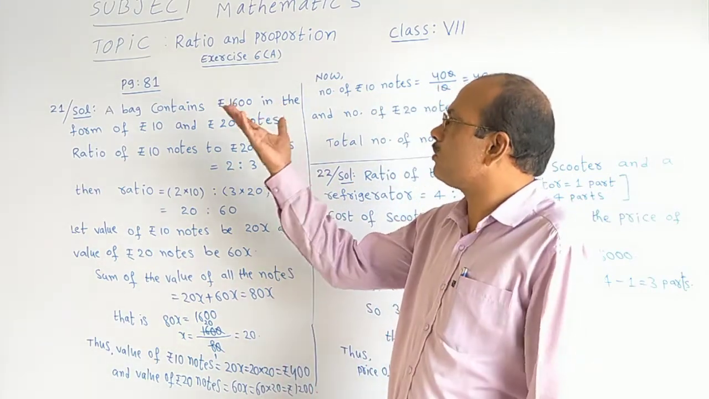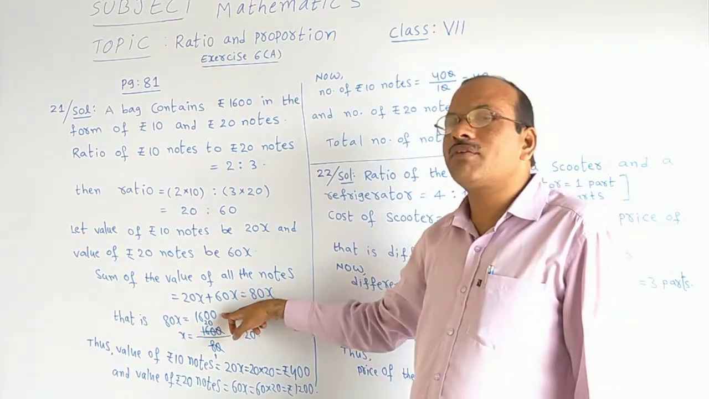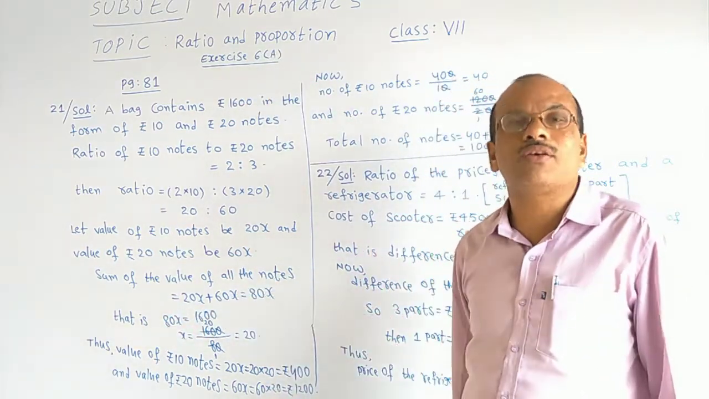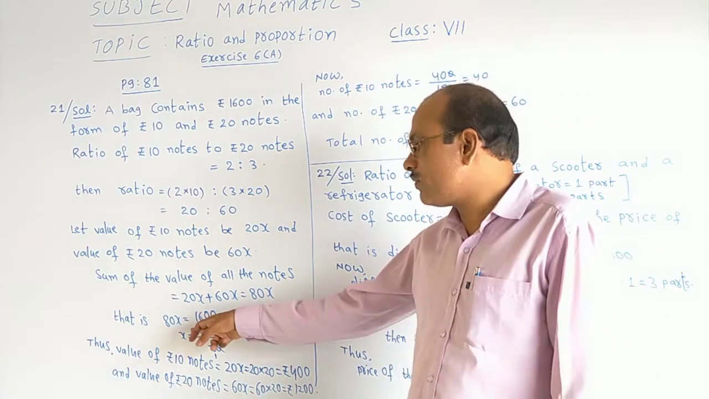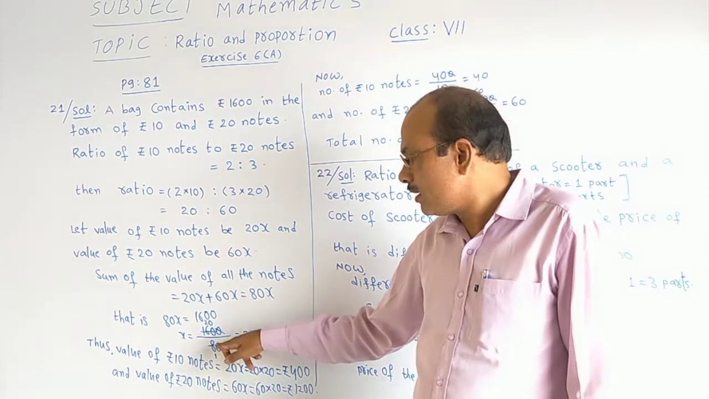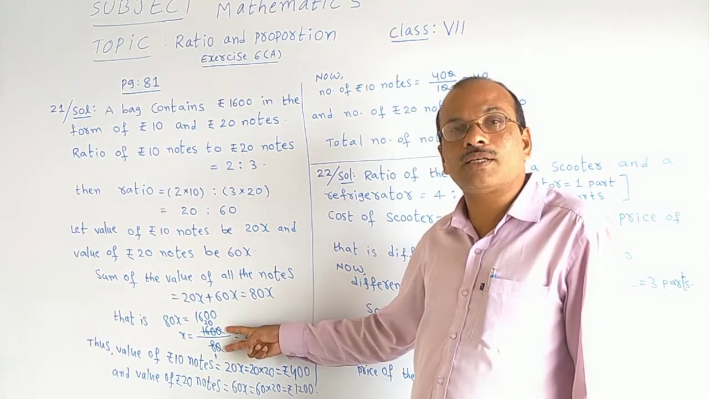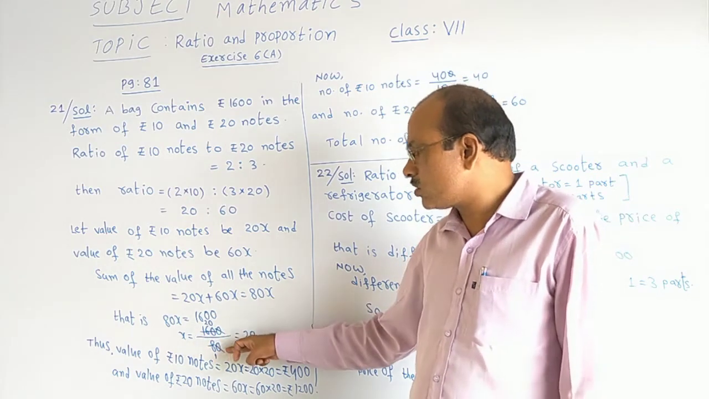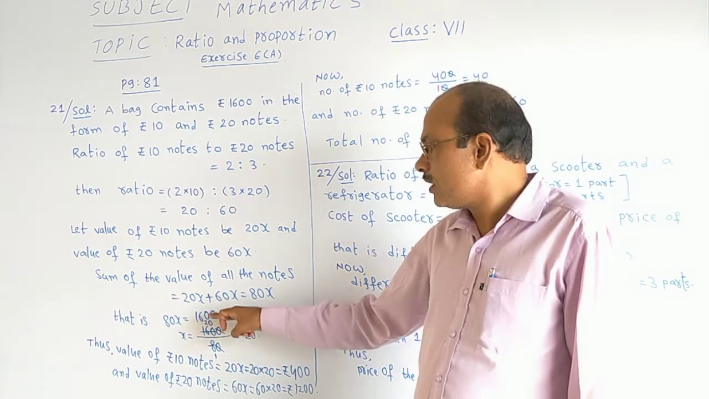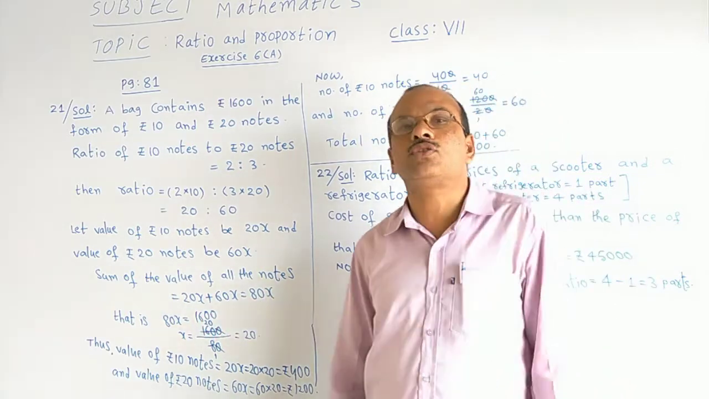The total value given as 1600. So I have equated 80x and 1600. So x value is equal to 1600 by 80. Last zero in the numerator and denominator cancelled. 8 1s are 8, 8 20s are 160. So x value we got as 20.